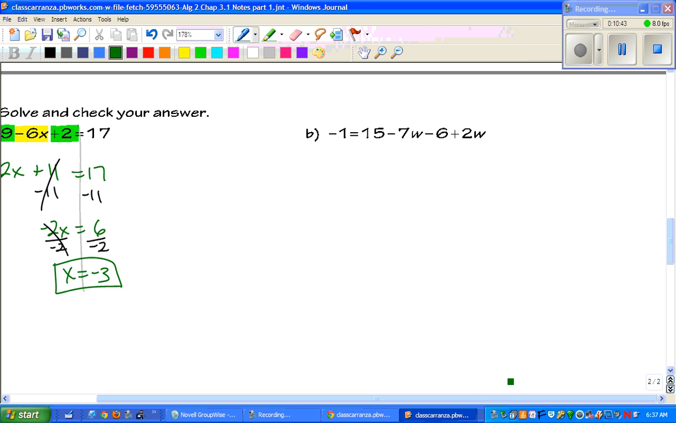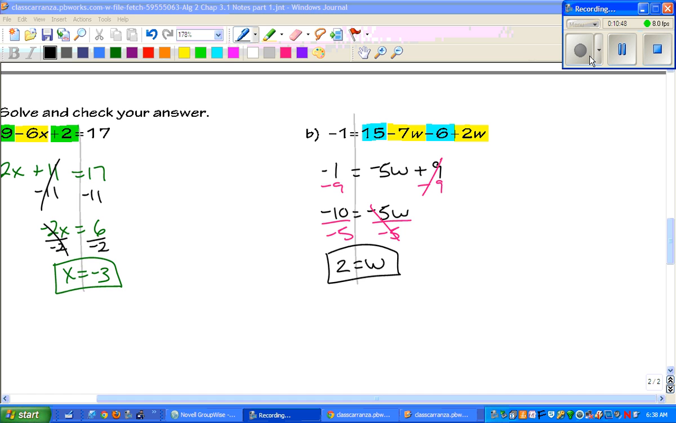All right, letter B, go ahead and try it. Pause the video, please. All right, and there's our final answer. We combine the 15 and the negative 6 to get 9. Negative 7w plus 2w gives us negative 5w. Order of operations is to get rid of addition and subtraction first, which we did. Subtract 9 from both sides. Get negative 10 equals negative 5w. Divide by negative 5. Negative 10 divided by negative 5 is 2, so w equals 2.